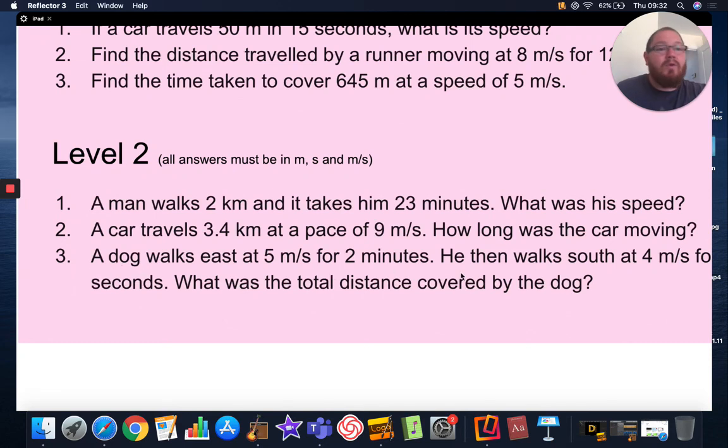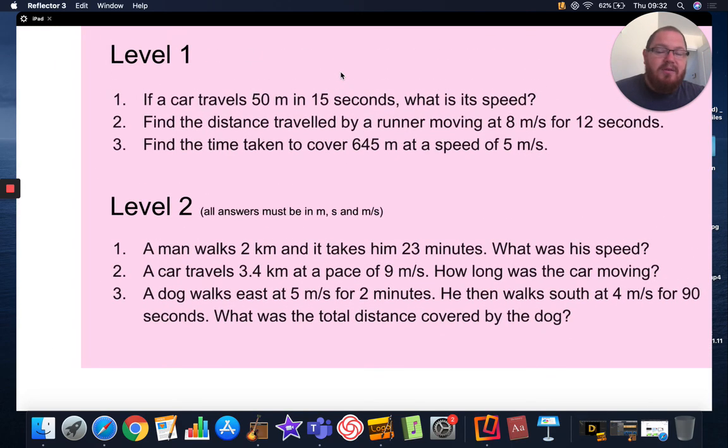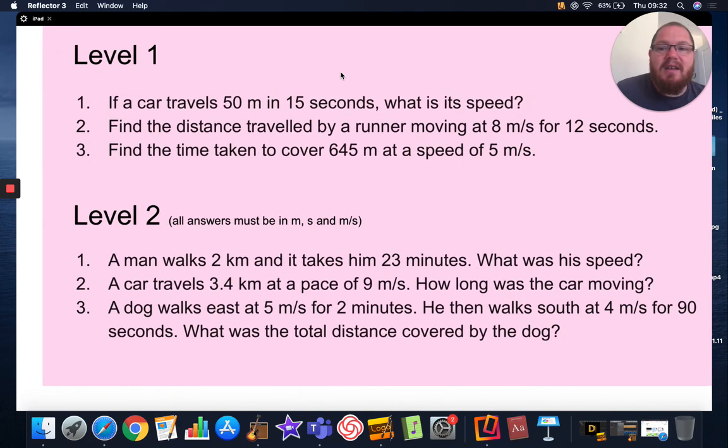So you can see through here, there's a fair bit of converting, especially question 3. You may have to do 2 equations to get to the answer. That's why it's level 2. So please push yourself. What I'd recommend is you start on level 1, and if you're thinking this is too easy, pushing yourself to level 2 is very important.